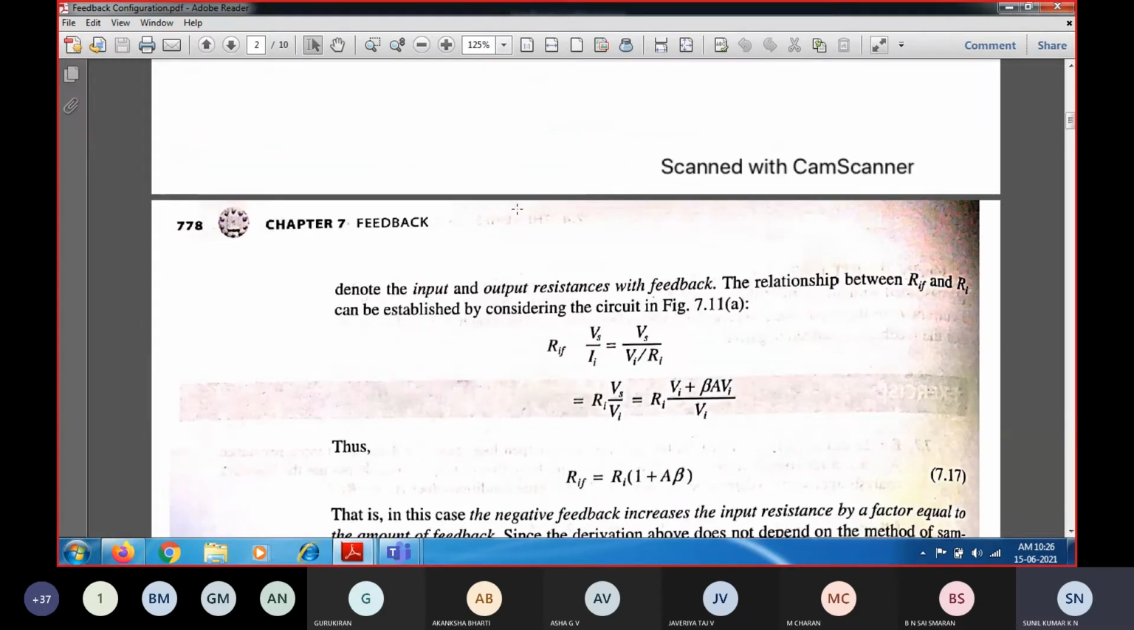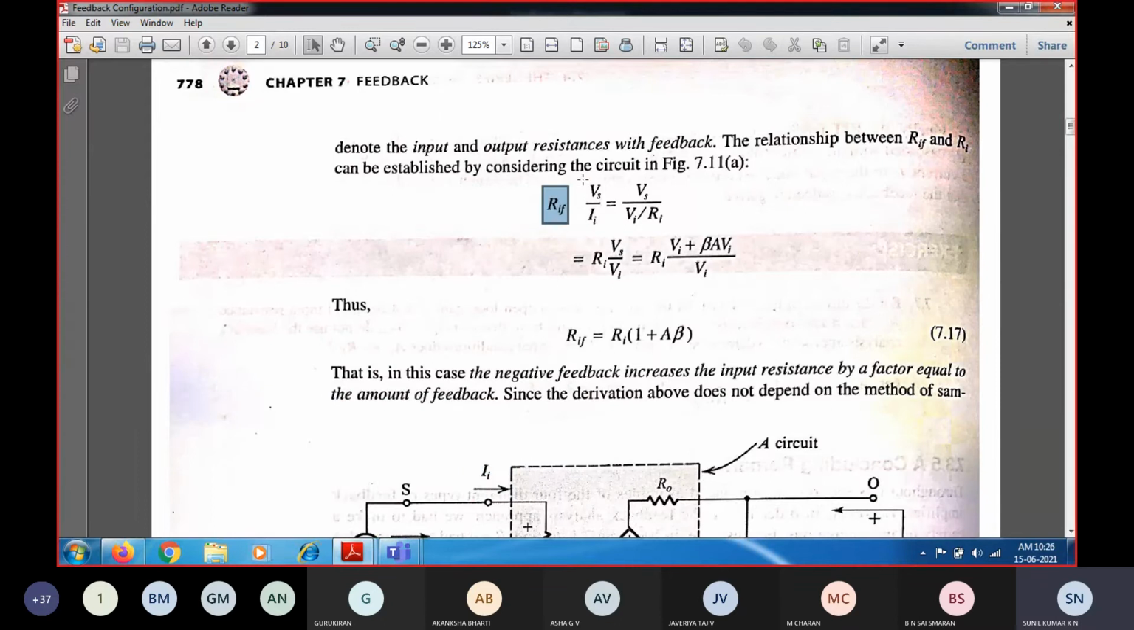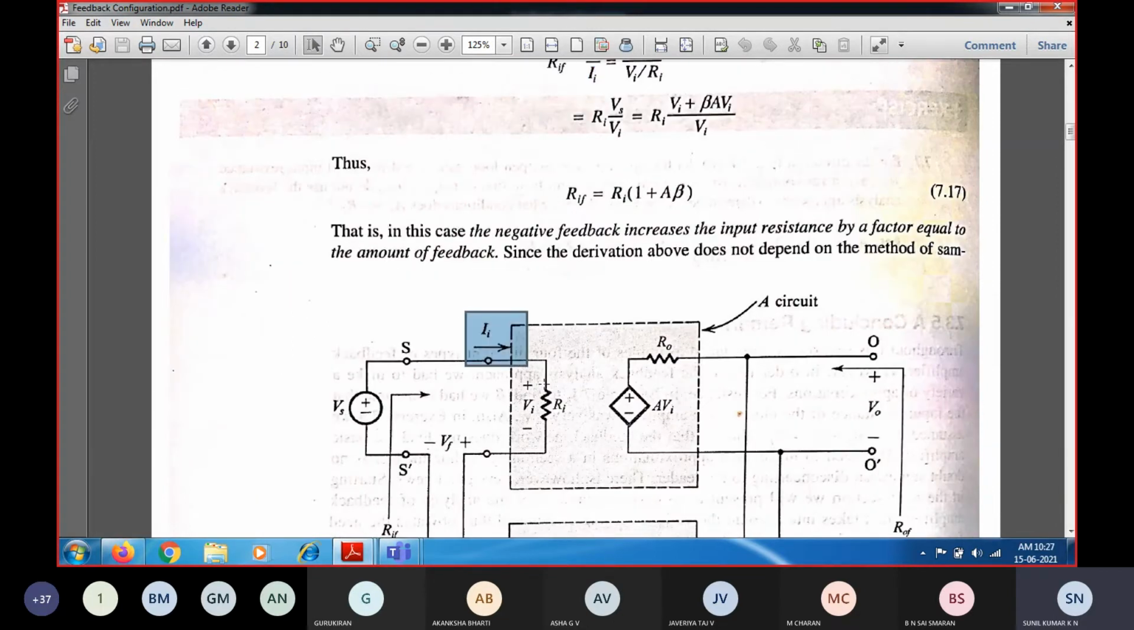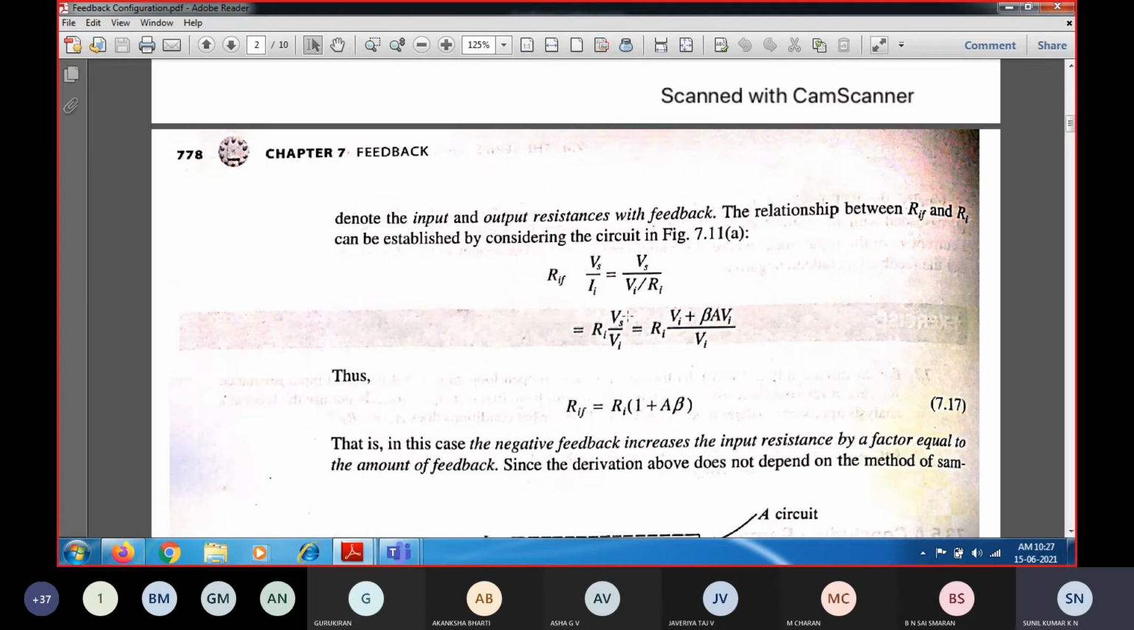Consider again the expression Rif equals Vs by Ii. Keep Vs as it is. What is Ii? Ii is the input current of the amplifier, the current flowing across the input side of the amplifier, which is equal to Vi by Ri. So Ii is equal to Vi by Ri. Substituting here, you will get Ri into Vs by Vi.